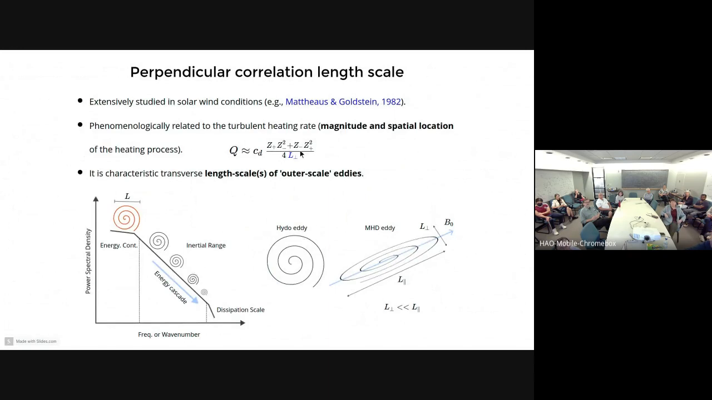The perpendicular correlation length scale in this equation has been known in the solar wind community for quite some time. What this parameter tells us about is the magnitude of the heating rate as well as the location. It does not tell us how much energy will eventually end up heating the solar atmosphere, but it can tell us how much energy is available.